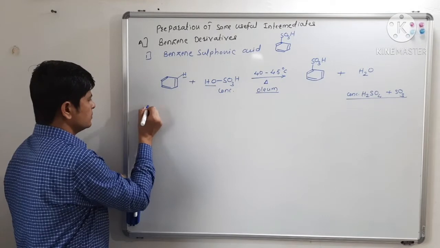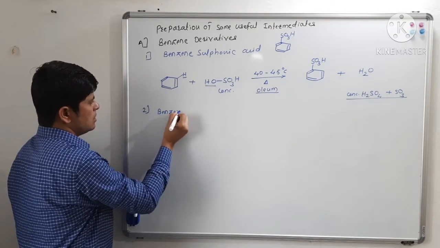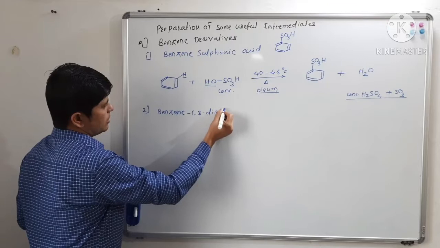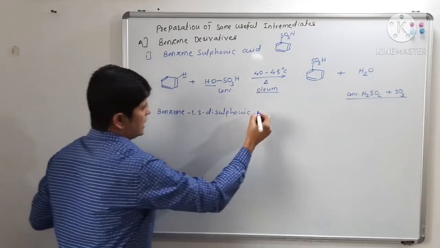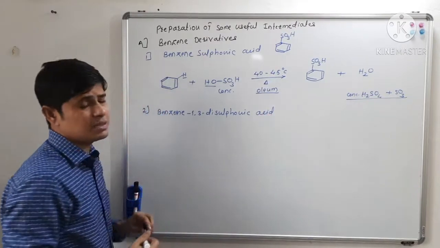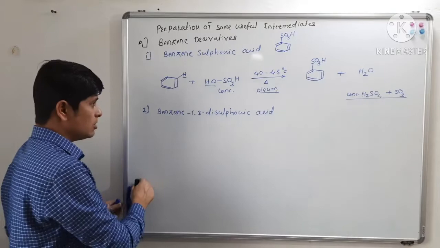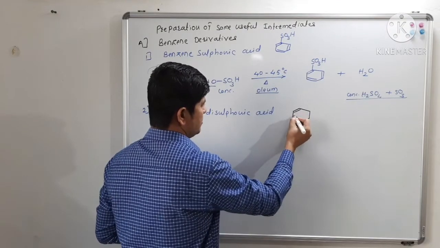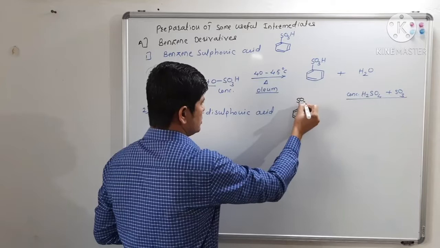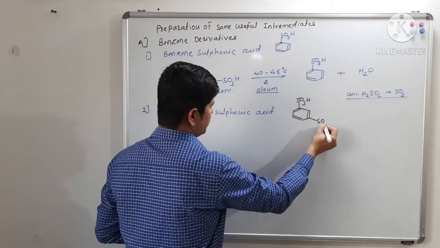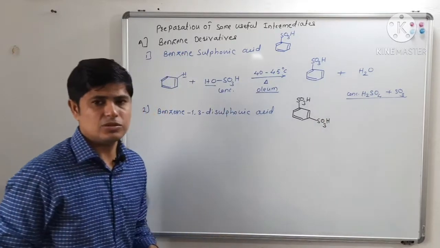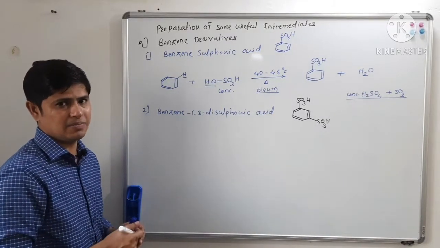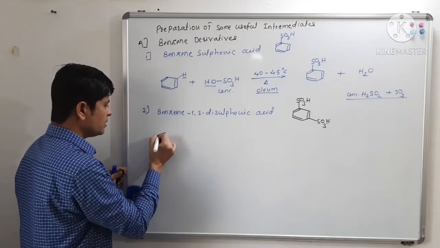Now second, benzene 1,3-disulfonic acid. How to prepare this benzene 1,3-disulfonic acid? What is its structure? The benzene ring has two sulfonic acid groups at the 1 and 3 positions with respect to each other. So this is benzene 1,3-disulfonic acid.